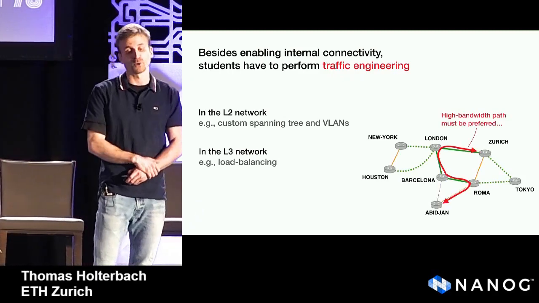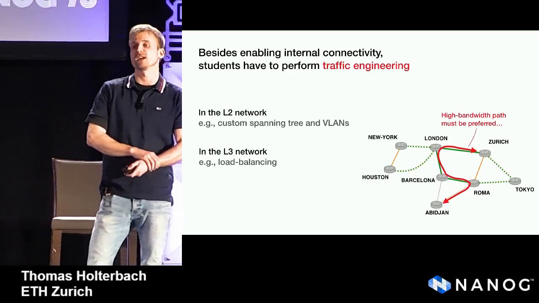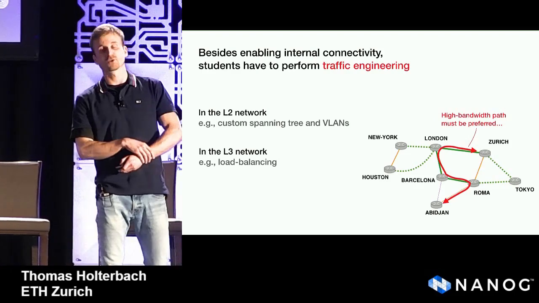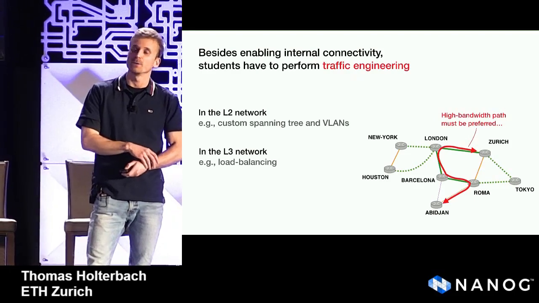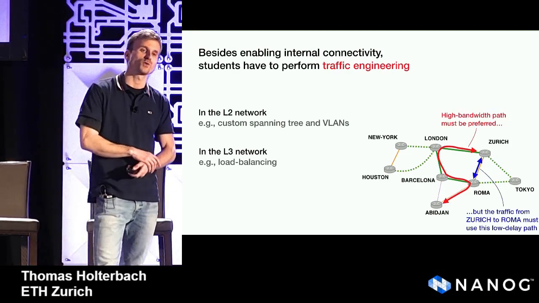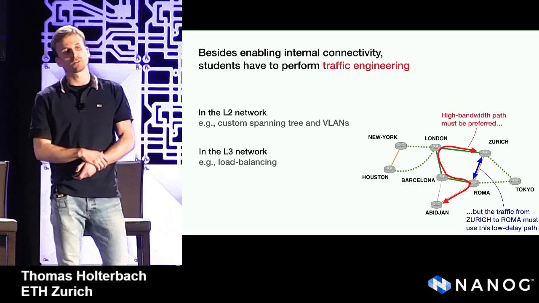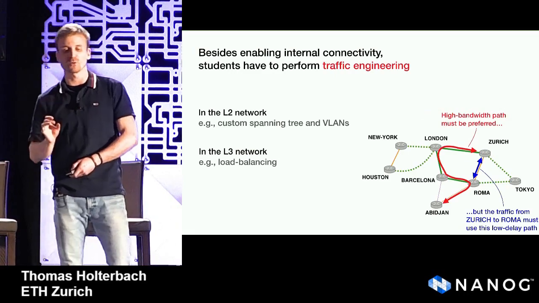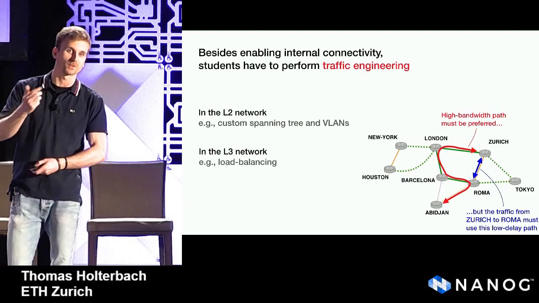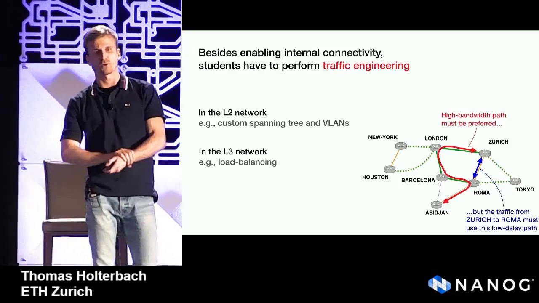For example, on the right here, you have the internal topology that I showed you before. We typically ask them, for instance, to use the OSPF weights such that the traffic always uses the path with the highest bandwidth. And then on top of this, we can also ask the students to configure additional things such that the traffic from Zurich destined to Roma uses the direct link with the low delay. Here they have to configure static routes on top of OSPF. So they will have to play with all the different tools so that they understand how everything works together.